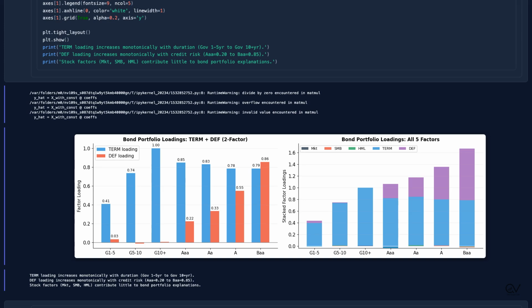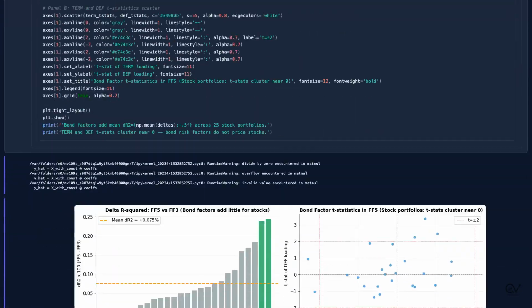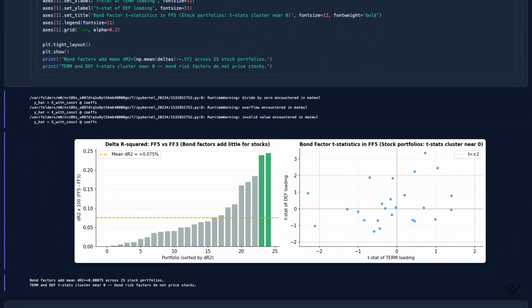The bond market is driven by its own 2 factors. Now the 5-factor model, adding term and def to the 3 stock factors. This is where the paper makes a subtle but important point. The left panel is the change in R-squared going from 3 factors to 5, sorted across the 25 portfolios.